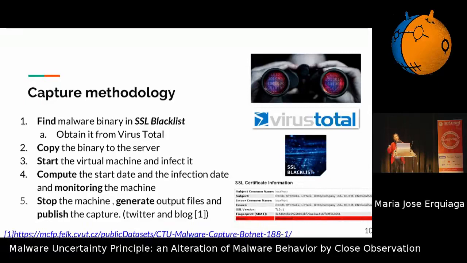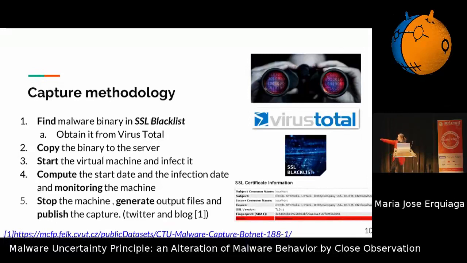Then we start the virtual machine, and we compute the start time. We execute the malware, and we compute the time of the infection. Then we monitor the machine. We were using Cacti, and we were using tcpdump. Then we stop the machine after a while. Then we generate some output files. We generate a Bro analysis. We generate some information files that you can access there. There is the link, an example of the link. And we share the information on our blog and on Twitter.